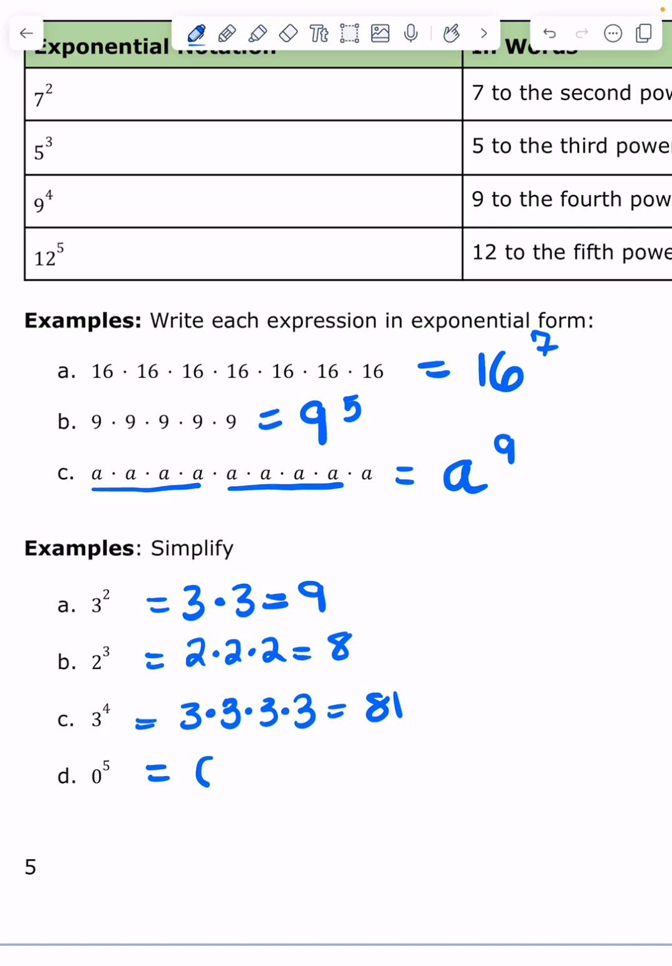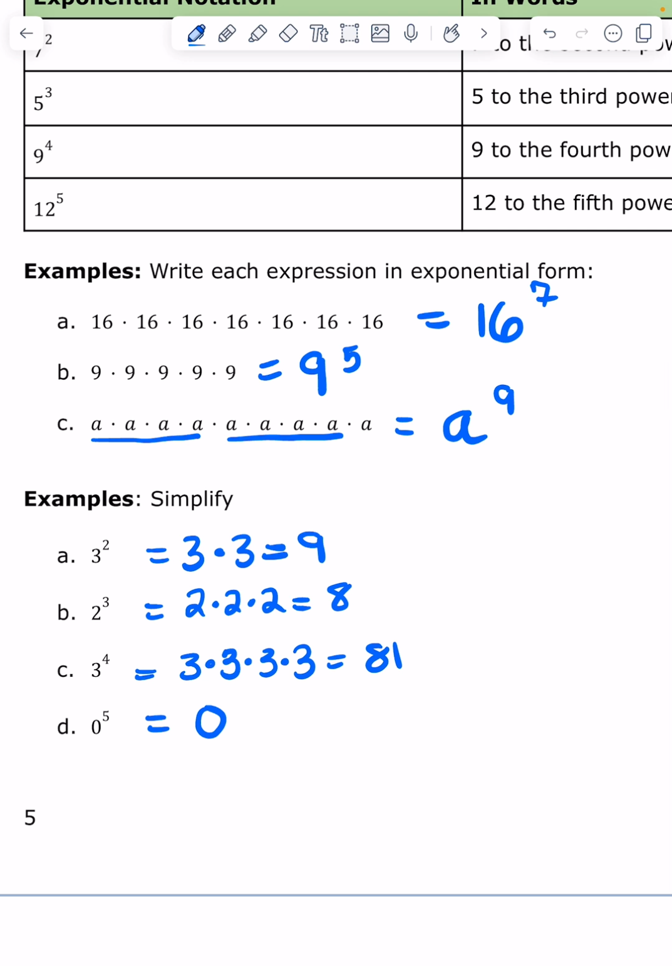And 0 to any power is still just 0. Except for 0 to the, no, that would be 1. Yeah, okay, so there's a little exception: 0 to the 0 power. Generally, anything to the 0 power is 1. But 0 to the 0 power is actually undefined. That's one of those weird ones.